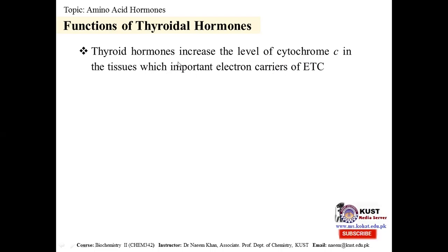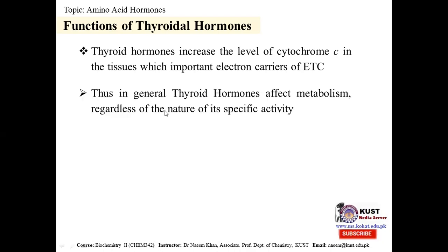Here, thyroid hormones increase cytochrome C, which is an important component. So we can say that these hormones are responsible for the cytochrome C components required by the electron transport chain. If they do not perform this function, cytochrome C will not be available for the electron transport chain, so indirectly they also affect oxidative phosphorylation, and the energy currency decreases. Thus, in general, we can say thyroid hormones affect metabolism regardless of the nature of their specific activity. They have specific functions, we know, but they have an effect on metabolism, as we saw here.